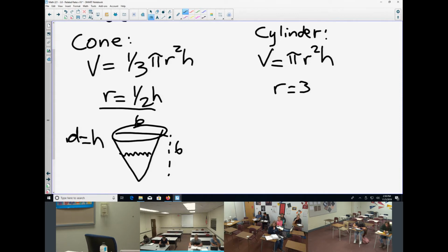And is that true for every single cone, no matter what? Every single cone has that property. Sweet. Okay. All right, so let's see. How fast is the level in the pot changing when the coffee in the cone is 5 feet deep?